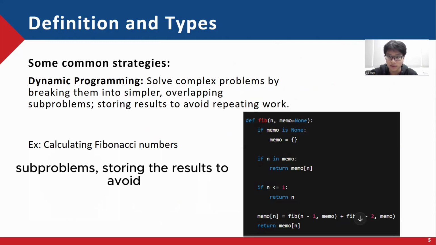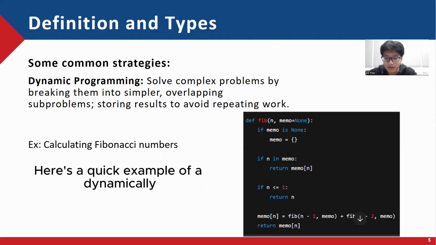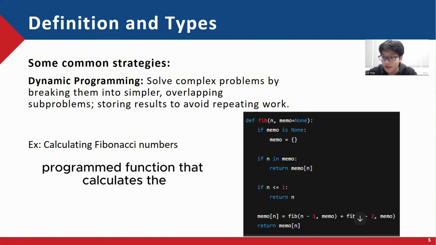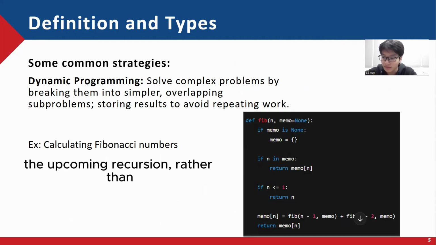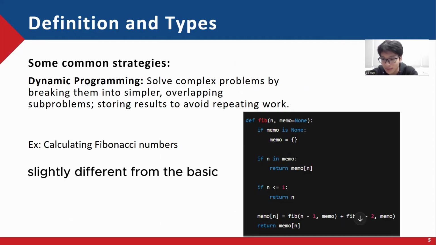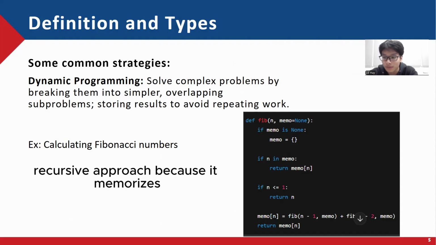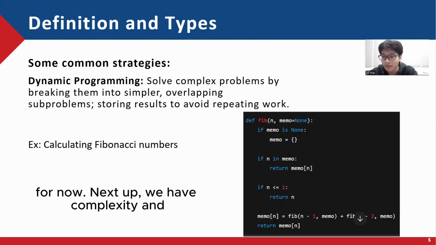And finally, we have dynamic programming, which means solving complex problems by breaking them into simpler overlapping subproblems, storing the results to avoid repeating work. Here's a quick example of a dynamically programmed function that calculates the Fibonacci number. You will study this in the upcoming recursion part rather than right now. However, this version is slightly different from the basic recursive approach because it memorizes previously computed function calls to avoid repeated work. So just note that down for now.